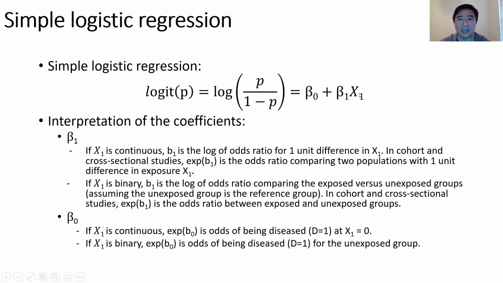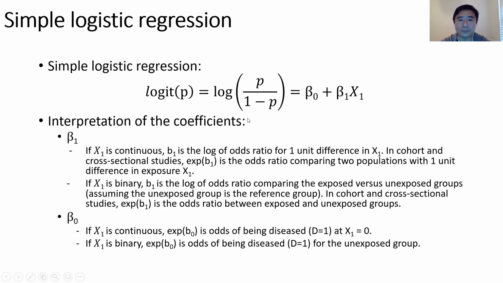If x1 is a continuous variable, then beta 1, the estimated value B1, is the log of the odds ratio for a 1 unit difference in the predictor variable x1. In cohort and cross-sectional studies, the exponential of beta 1 is the odds ratio comparing two populations with a 1 unit difference in the exposure defined by x1.